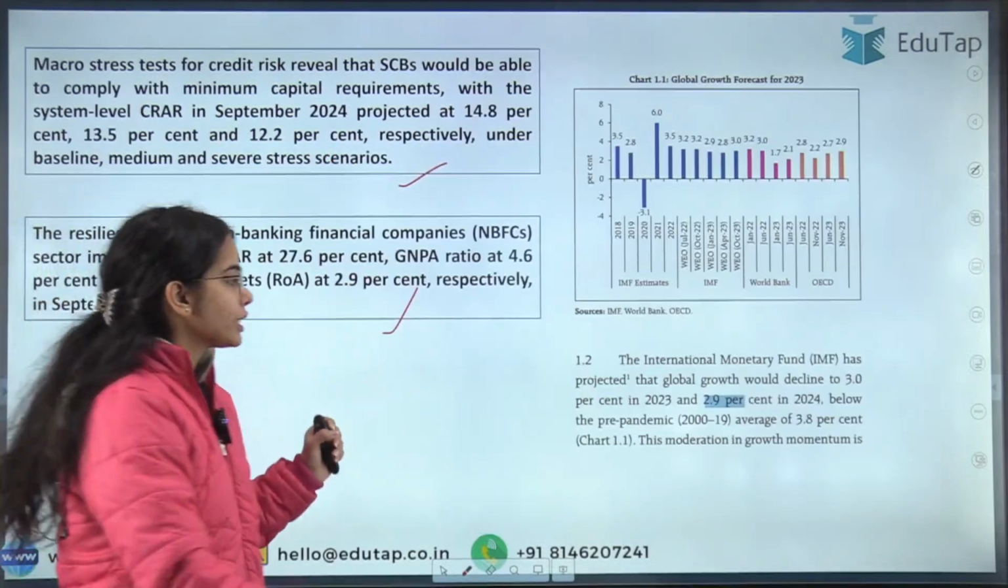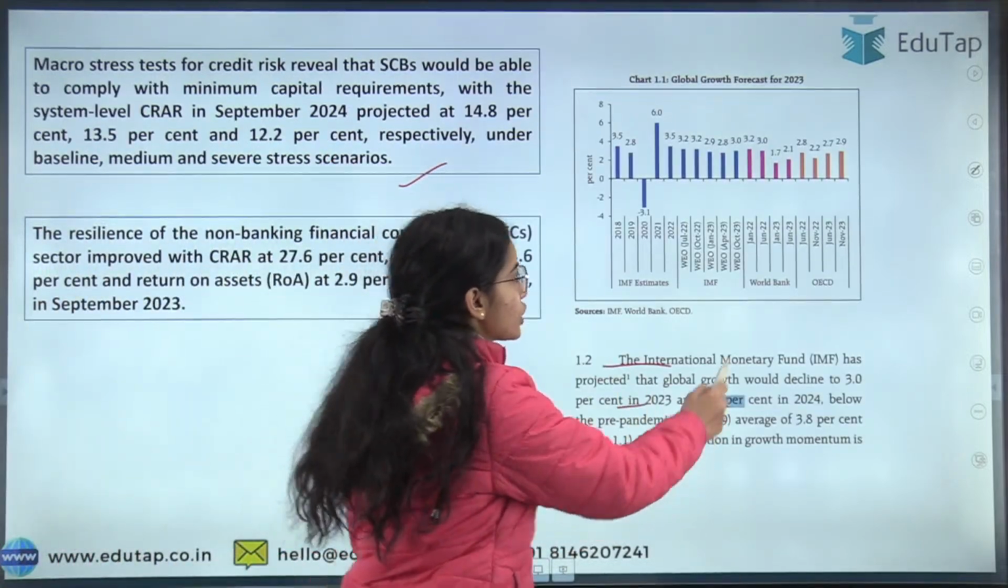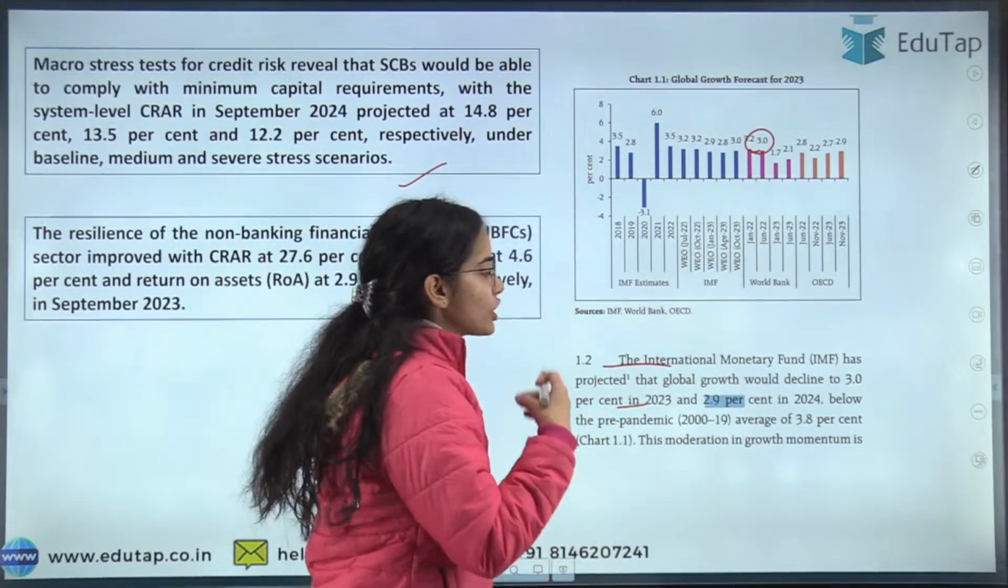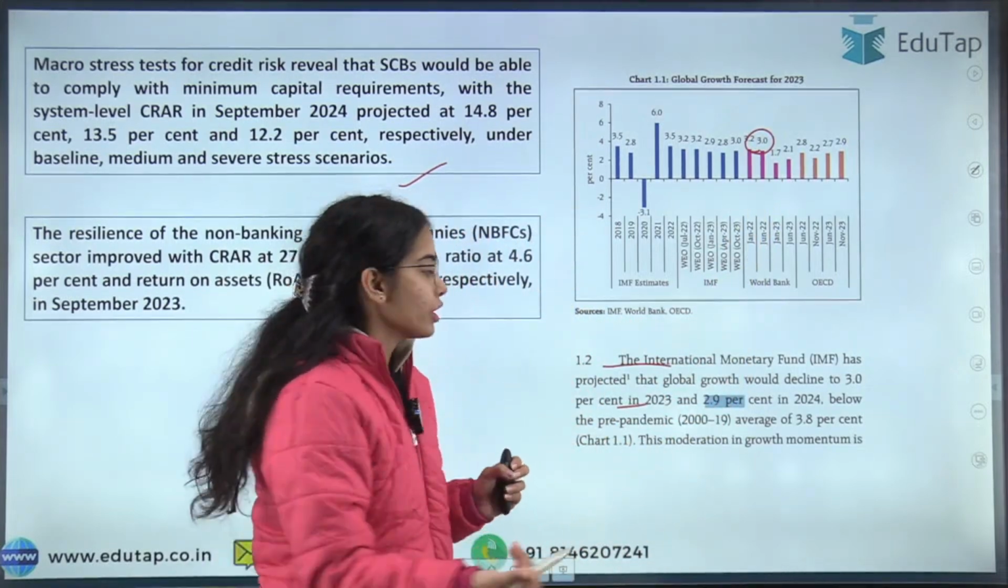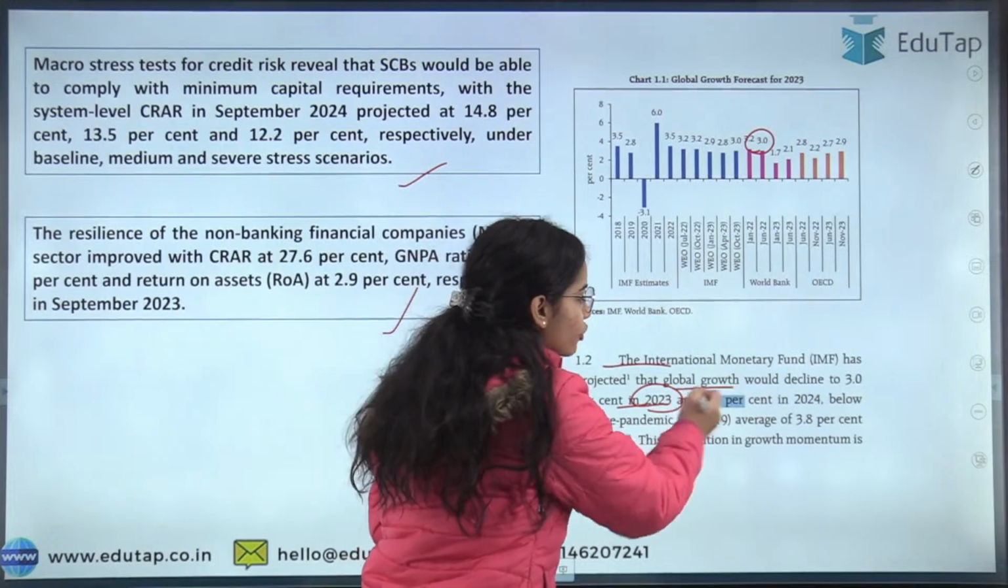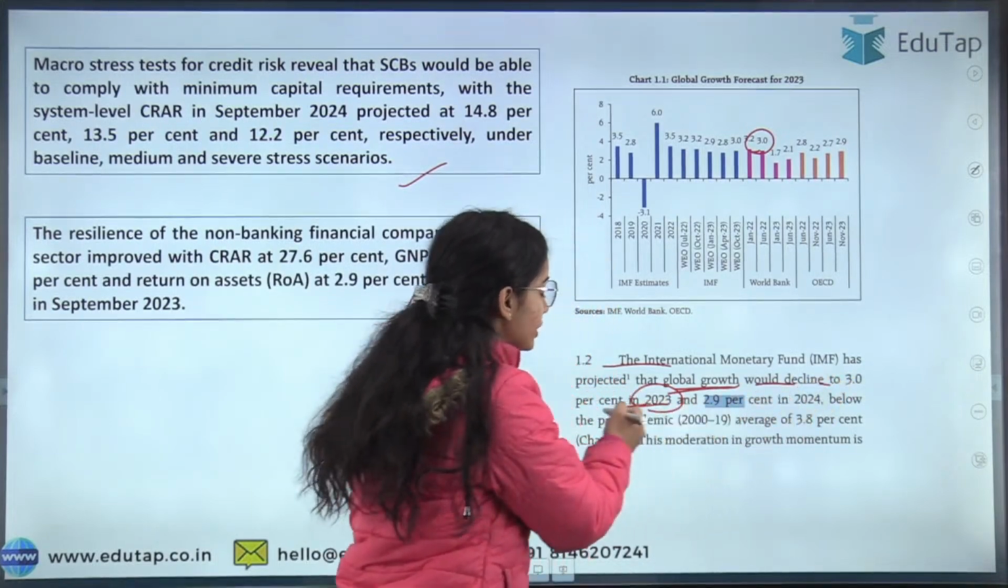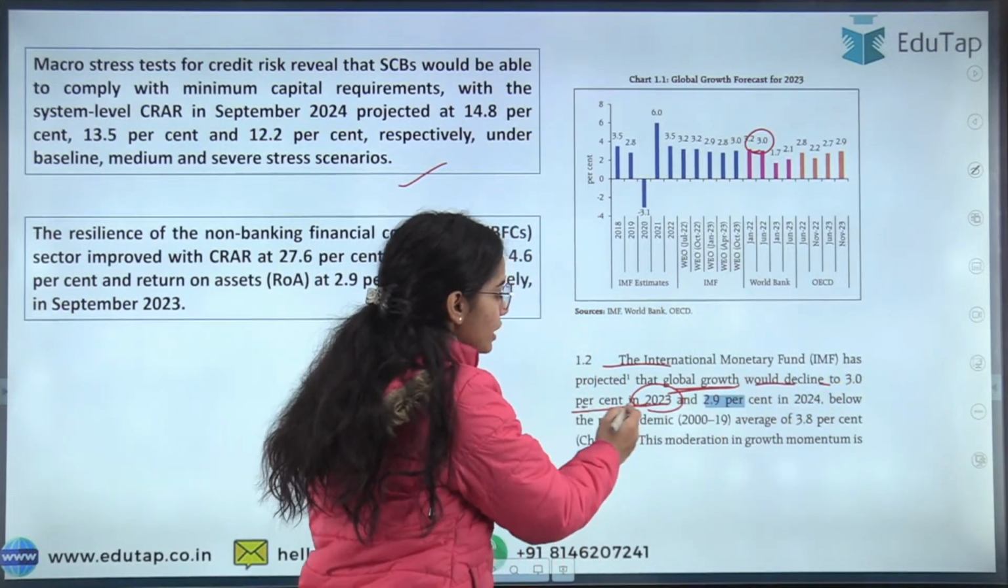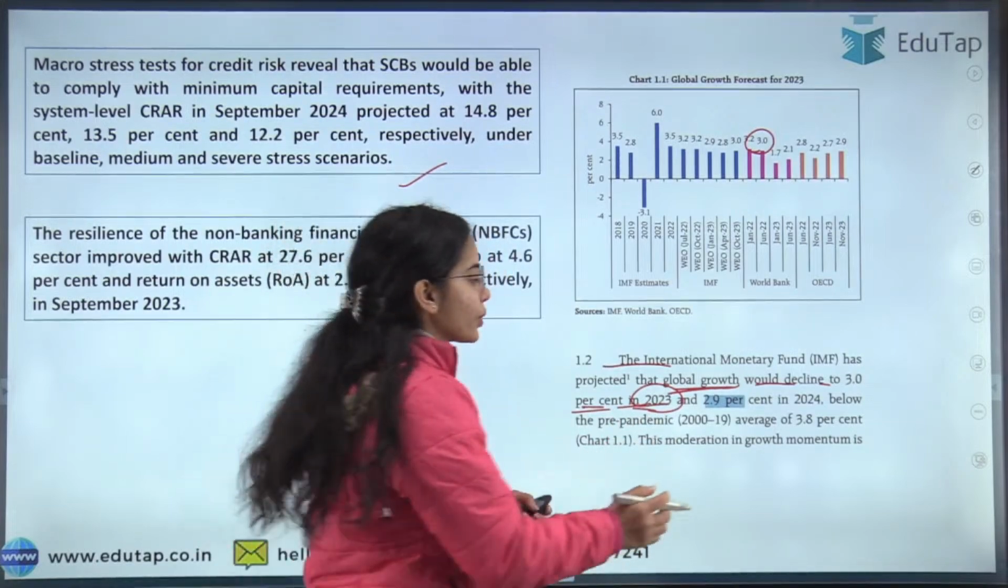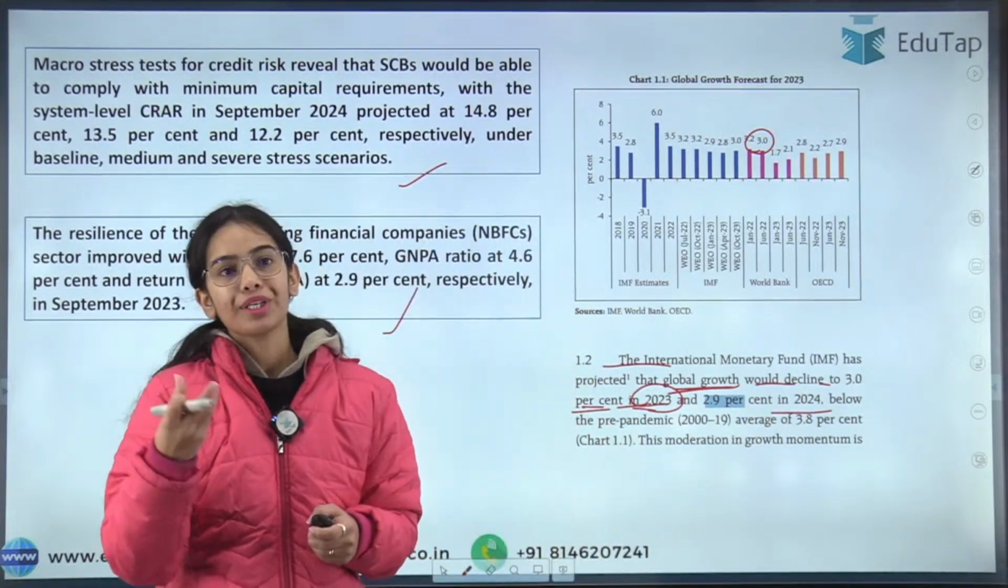Okay. Now the data points I have also discussed: 3.0% is the projection shown by the IMF for 2023, that global growth would decline to 3.0% in 2023 and 2.9% in 2024. So this is the data point that we have discussed.